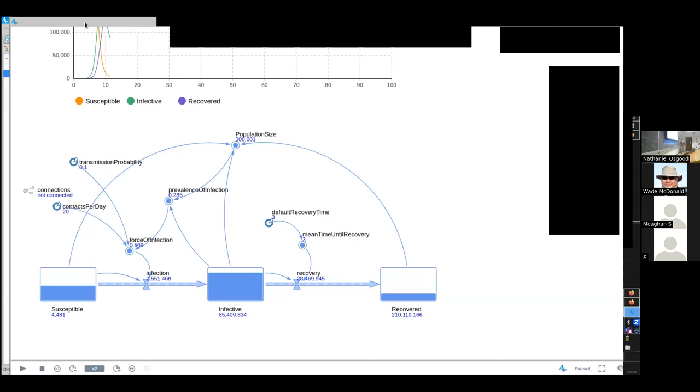What is C beta mu? What is that? Beta is the force of infection. Well, the force of infection is this whole thing over here. It doesn't have mu. Let's think this through. What is C? What is beta? Transmission probability per contact between an infected and a susceptible, right? What is mu? How many days they're infected.